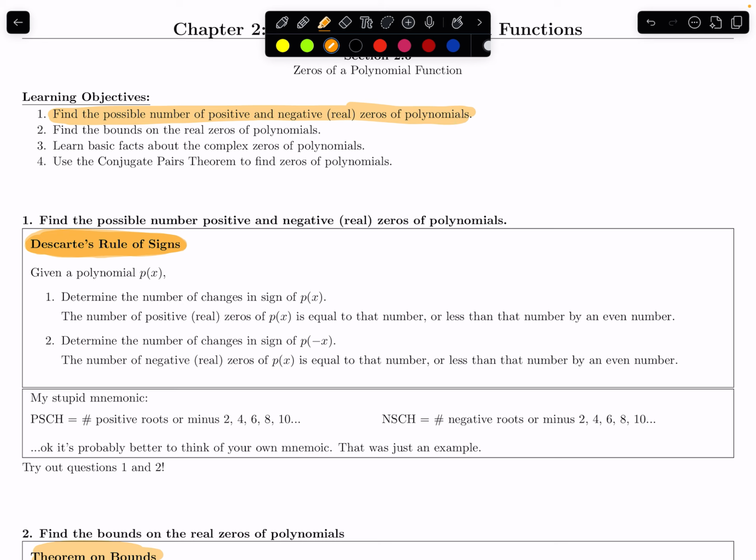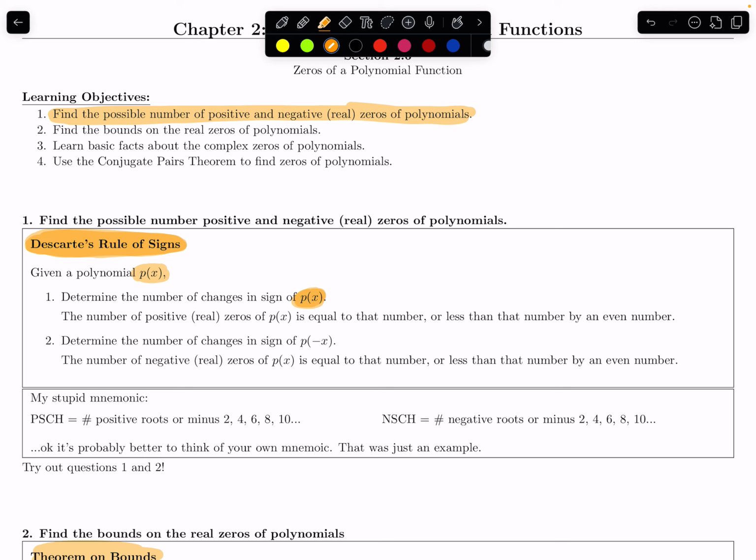Okay, so given a polynomial p of x, the rule of signs says, first, determine the number of changes in sign of that original p of x. So in other words, you look at your polynomial, you arrange it in decreasing order like we usually do, standard form, right? And then you count. How many times does it switch signs from like being positive to negative or negative to positive? So let's say you have like 5 sign changes, okay?